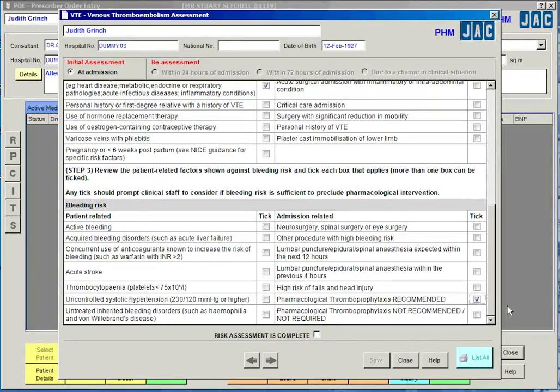The final step is our clinical decision that thromboprophylaxis is recommended. So we tick that box. And finally, we tick that the risk assessment is complete and save it.